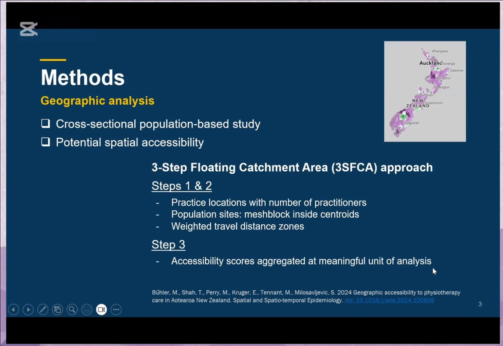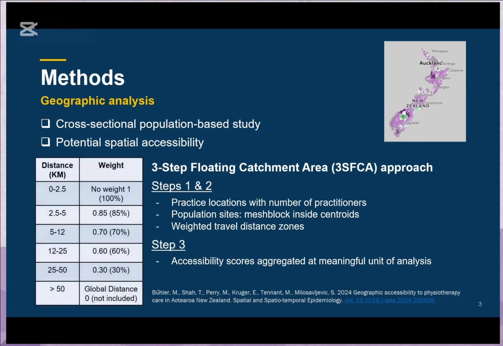It looks at potential spatial accessibility. The three-step floating catchment area method has two parts. In the first part there are two steps, and that's followed by a third step. So in the first two steps, we identify and geocode practice or facility locations and head count of practitioners. We also identify the smallest population census areas, which are mesh blocks in New Zealand, and the population head count there. We then measure the distance between each practice location in mesh block centre and apply a weighting to the practitioner to population ratios based on distance.